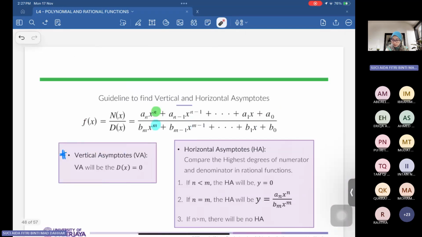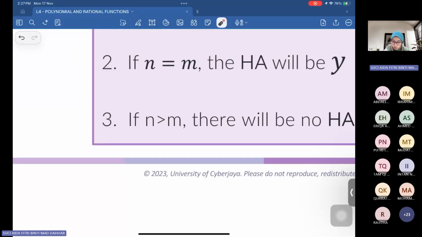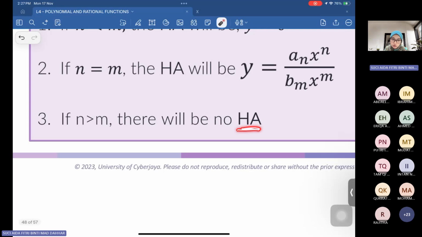Okay. That is the second case, if the powers are the same. The third case, what if the power on the numerator is bigger than the power of the denominator? For this case, there will be no horizontal asymptotes. You won't have horizontal asymptote when the power on the top is greater.